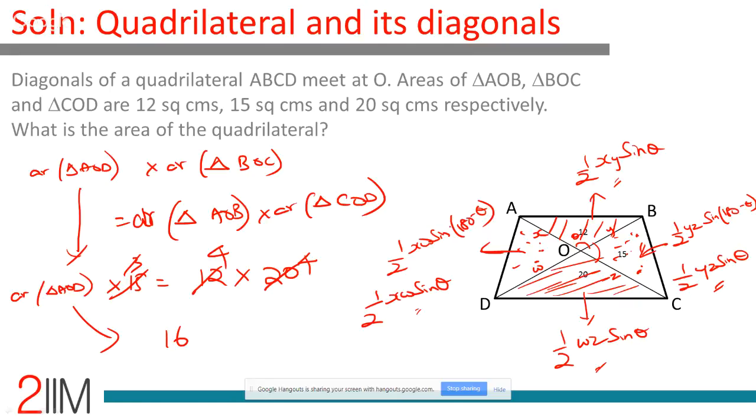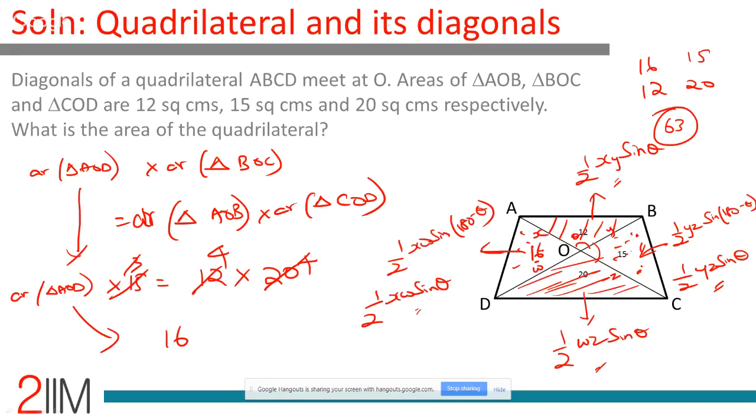This measures 16. We want to find the overall area. That will be 16 plus 12 plus 15 plus 20. 28, 48, 63, so this measures 63 square inches.